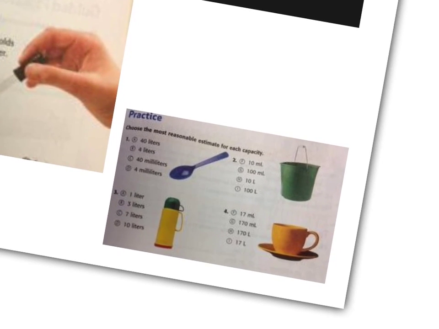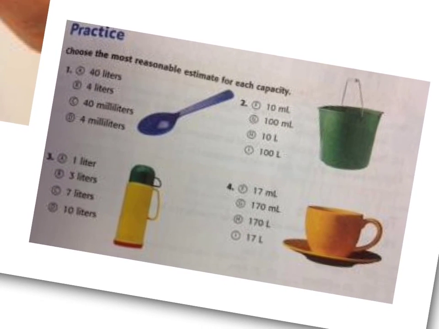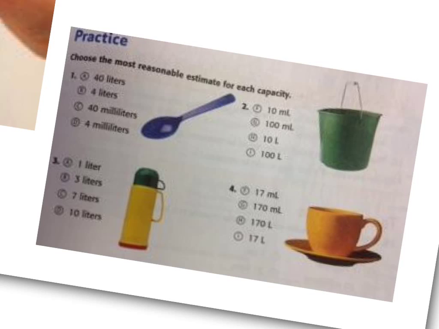So using that knowledge, I'd like you to pause the video and try to answer these 4 questions. For the first one, you should have chosen D, 4 milliliters, as the estimated size of the spoon capacity. A spoon can hold approximately 4 milliliters of liquid. Number 2, for the bucket, you should have selected C, 10 liters. That holds about 10 liters. About 10 water bottles would fill that. Number 3, the best estimate is A, 1 liter for the thermos. And number 4, the best estimate for the teacup is B, 170 milliliters.